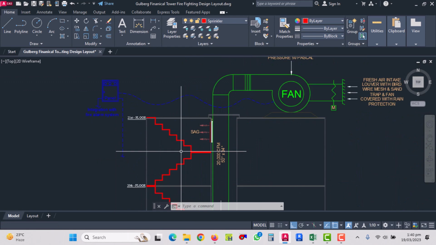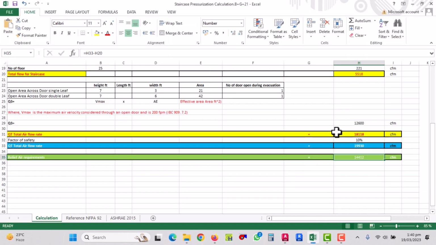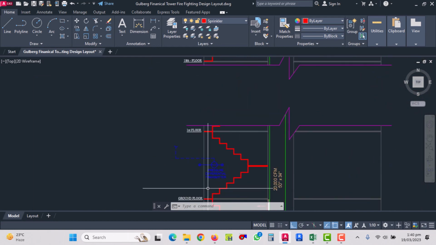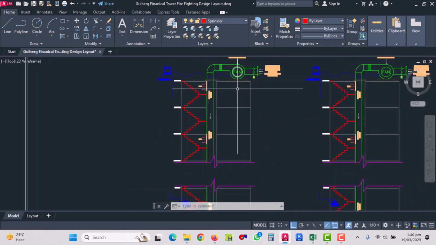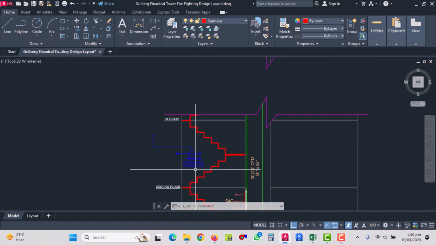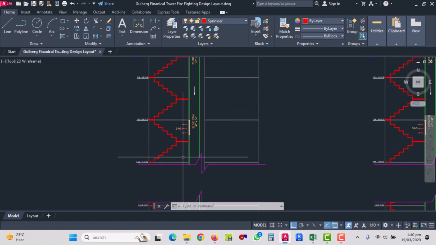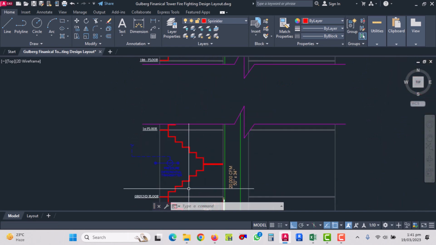This 20,000 CFM is required when our doors are open during evacuation, not when the doors are closed. When the doors are closed, how much air do we require? 5518, only this one. How will the fan know how much air I need to provide? This pressure differential transmitter, that is PDT, will provide a signal to the fan that the pressure is exceeding above 90 pascal, so it will slow down the fan, connected with a VFD, variable frequency drive. The variable frequency drive slows down this fan and the 90 pascal pressure differential is achieved.